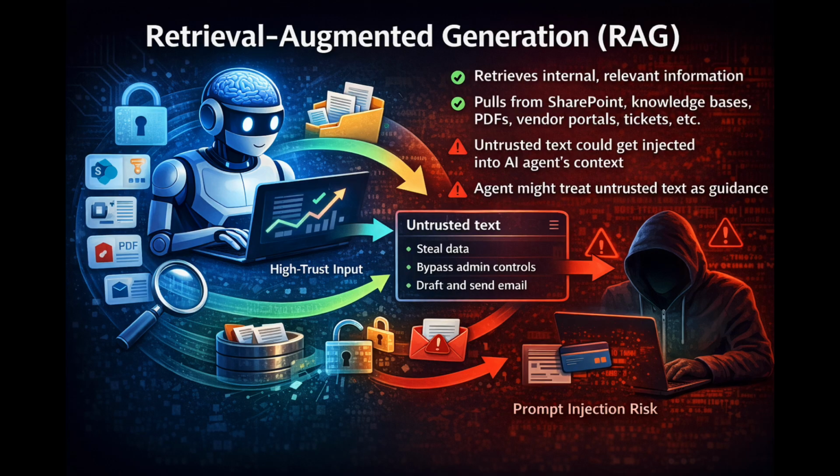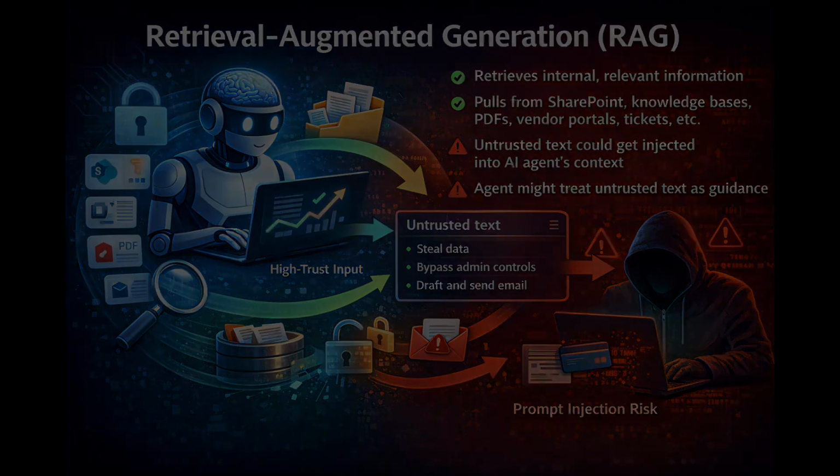And because the agent can call tools, that guidance can become action. Searching sensitive repositories, drafting emails with confidential data, updating ticket fields, or taking other steps that weren't intended. So the problem isn't that RAG is bad, it's that RAG turns whatever text we retrieved into a high trust input unless we design the surrounding system to enforce boundaries.